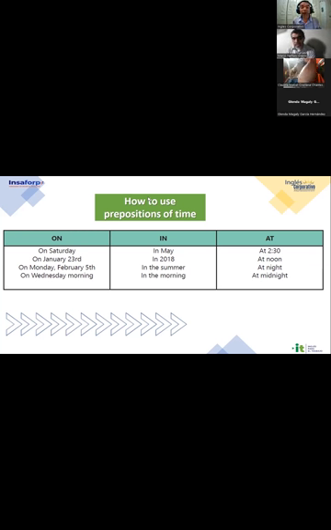When do you use in? You use in with the months: in July, in August, in September, in November, right? You say in with the years, in 2018. So you refer to the years. Months and years, in, right? Seasons, estaciones, right? In the summer, in the fall, in the spring, in the autumn. Okay? Questions?